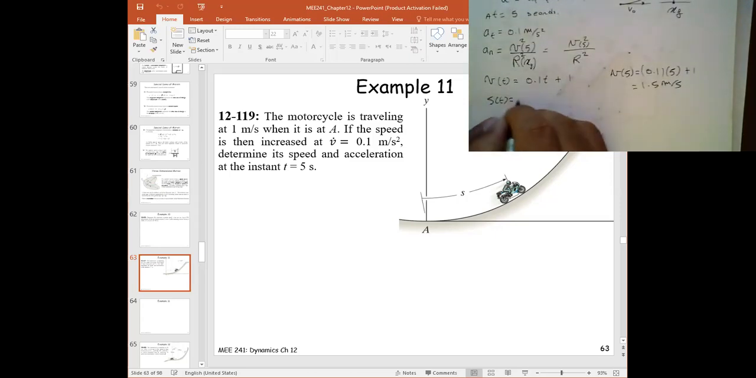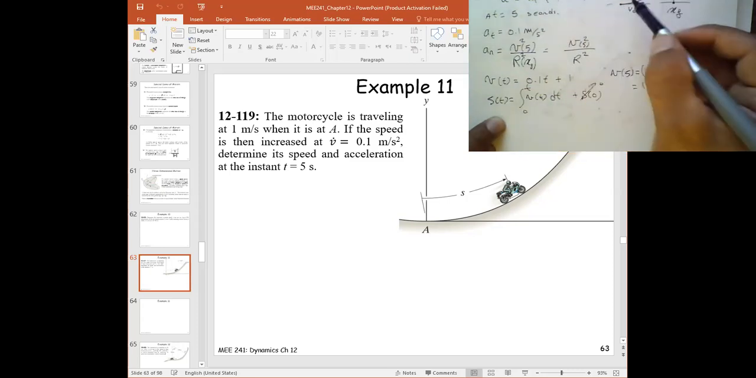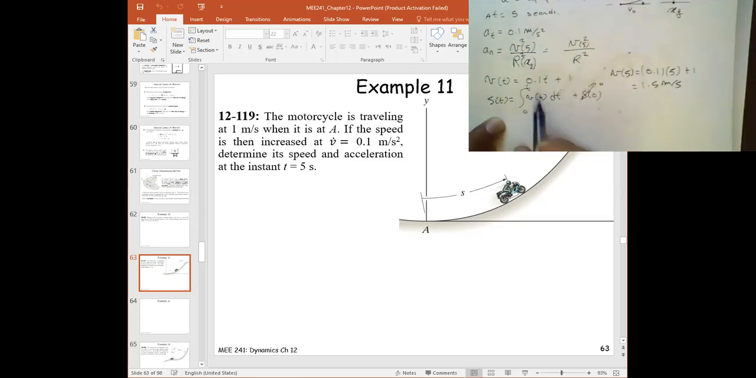So s of t is going to be equal to the integration of v of t dt plus s of 0. S of 0 is 0 because I'm starting here at the origin. You can still see that. What would be the integration of that? So it's going to be 0.1 t squared over 2 plus t.